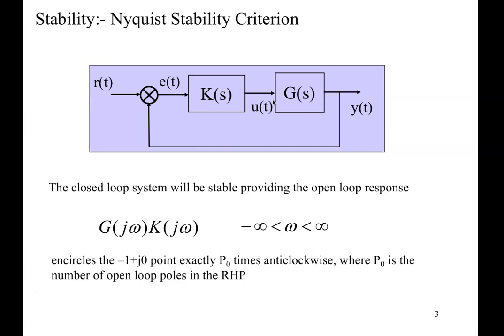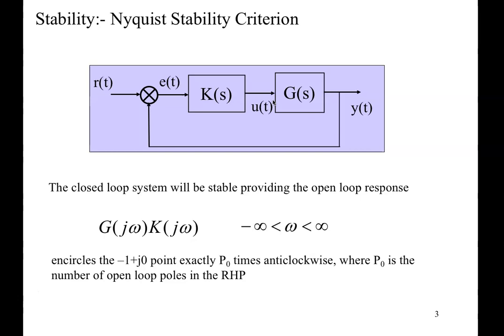So basically what that says is, say for example, if your open loop is unstable. Unstable is indicated by open loop poles on the right hand side of the S-plane. So if your open loop system is unstable and you have P0 number of unstable poles, then the Nyquist plot or the polar plot of K times G must, in the S-plane, go around the -1.